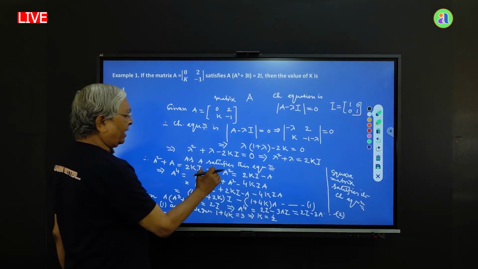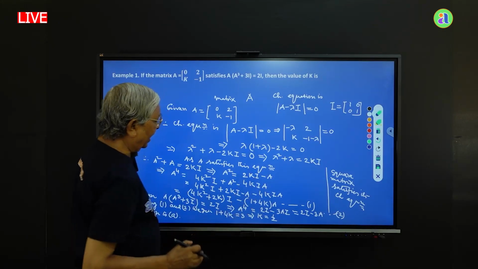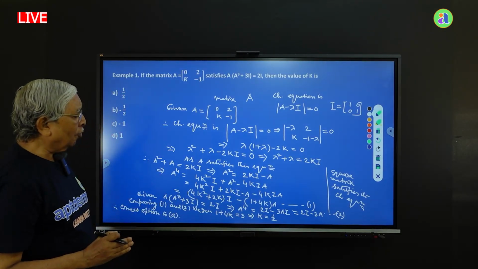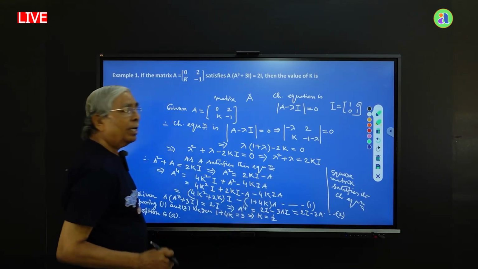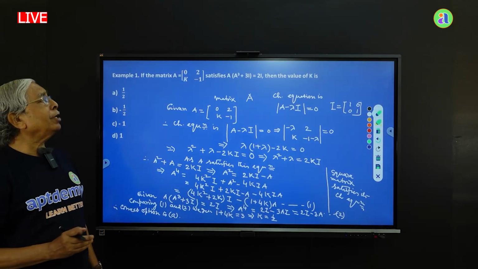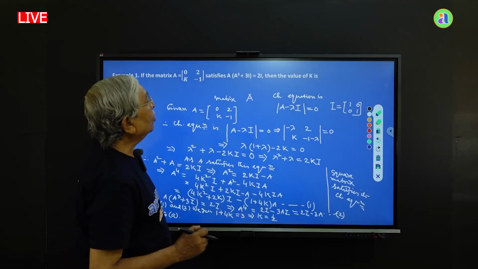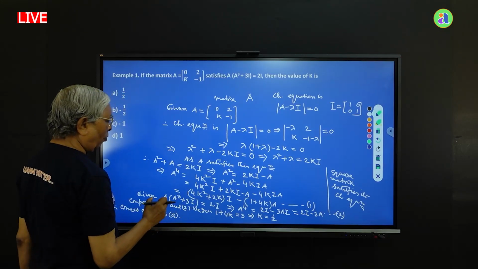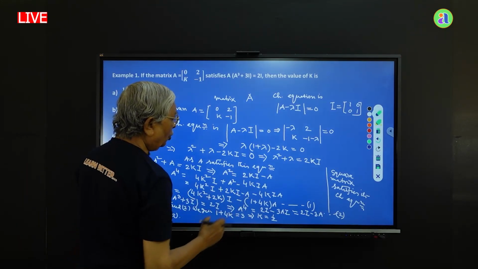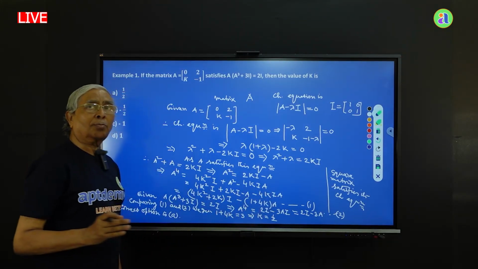From it we find A square equal to 2kI minus A, and therefore A to the power 4 is equal to this thing. This is our equation number 1. Again you are given A into A cube plus 3I is equal to 2I. Simplify it. What is the value of A to the power 4? A to the power 4 is equal to 2I minus 3A. This is our equation number 2.